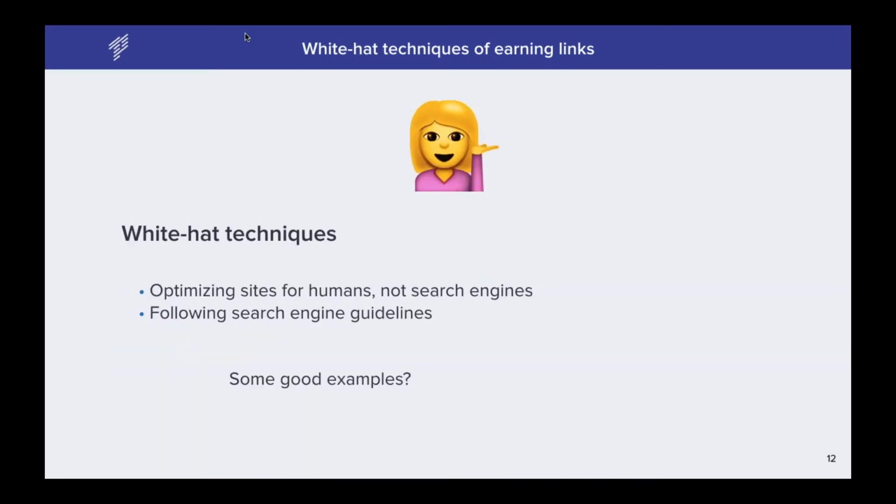The general rule is, first of all, to optimize sites for humans. This is rule number one, and not the search engines. Of course, keep the search engine in mind, but make the content for humans, make it very valuable for them. And then also, of course, follow search engine guidelines. Every search engine has their guidelines. Every search engine also has their penalties and updates to their algorithms.